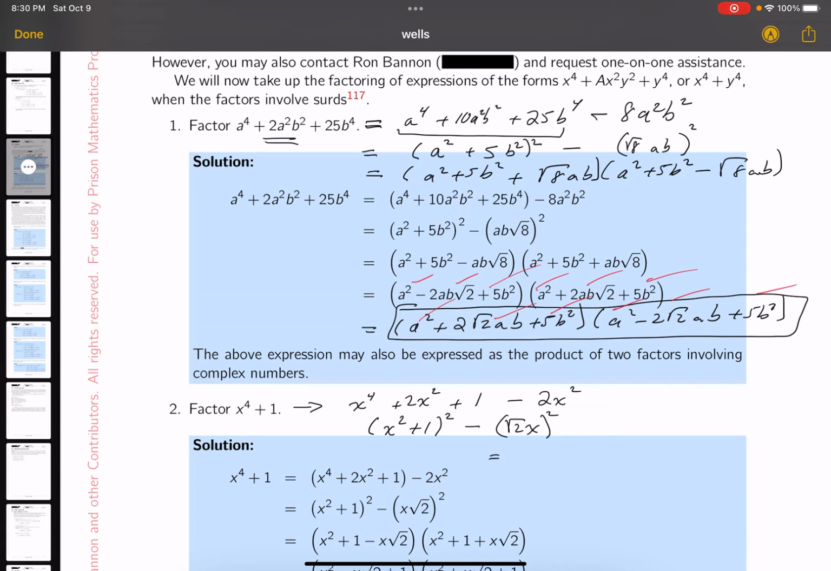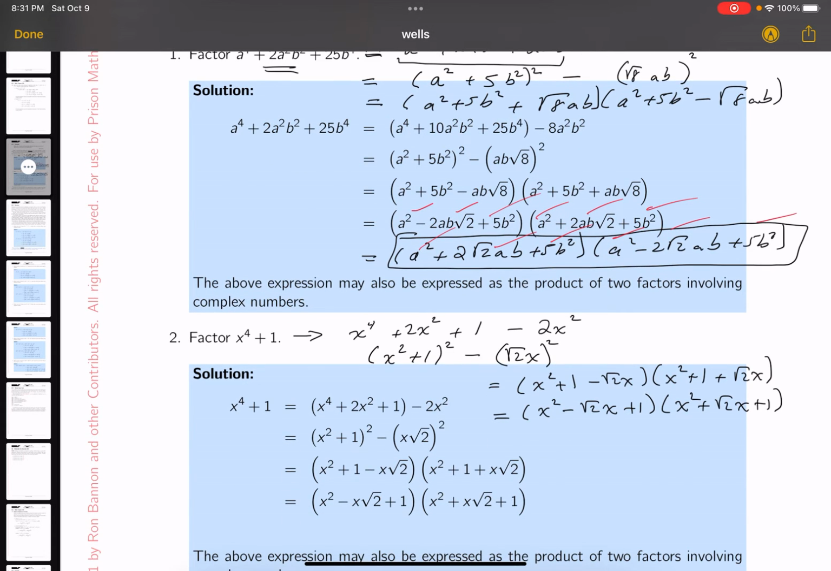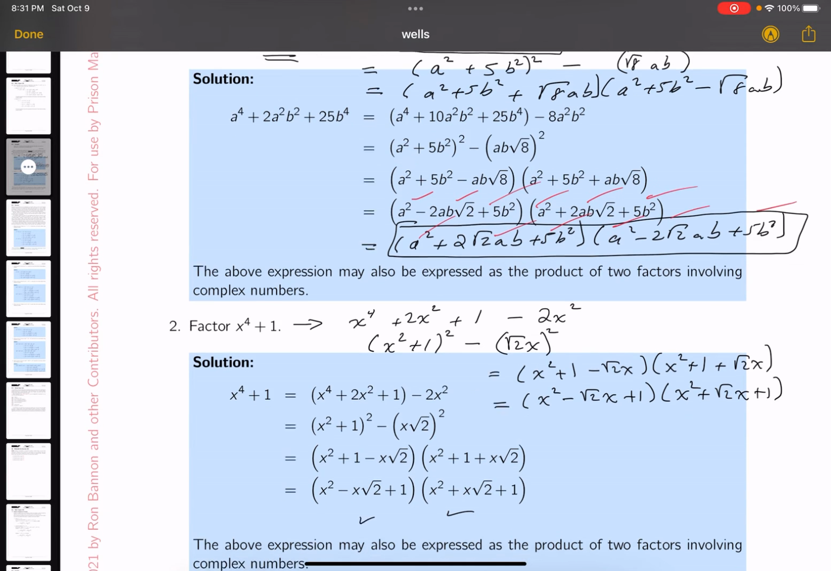Well, I'm ready to factor that now. What's that going to be? x squared plus 1 minus root 2x, and then x squared plus 1 plus root 2x. Again, the difference of perfect squares. I'm going to write this in descending powers. So x squared minus root 2x plus 1, and then you get x squared plus root 2x plus 1. All right? So I'm going to say, looking at the key, I'm seeing both of them. That's good news.